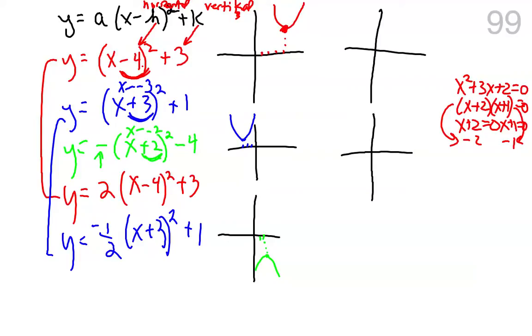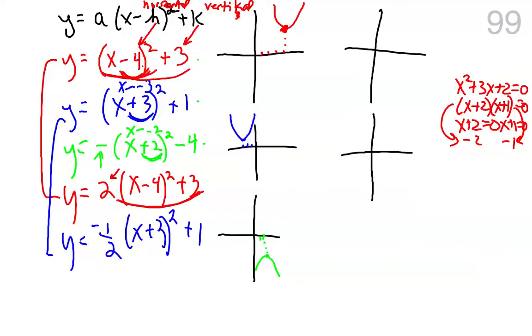And if you were to graph any of these 3 on your graphing calculator, they would all look exactly like what we drew. So let's do a little bit of work here with this one, the y equals 2 times x minus 4 squared. Notice something here. X minus 4 squared plus 3 is the same. The only difference is this 2 in front.